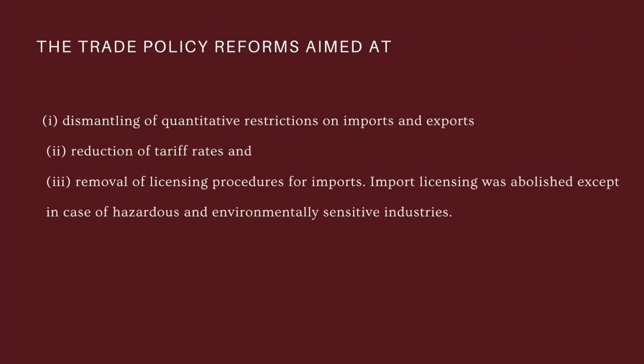The trade policy reforms aimed at dismantling of quantitative restrictions on imports and exports, reduction of tariff rates, and also removal of licensing procedures for imports. Import licensing was abolished except in case of hazardous and environmentally sensitive industries. Quantitative restrictions on imports of manufactured consumer goods and agricultural products were also fully removed from April 2001. Export duties have been removed to increase the competitive position of Indian goods in the international markets.